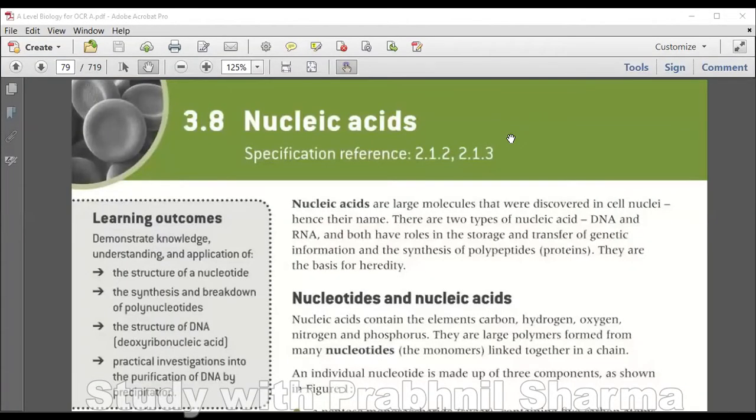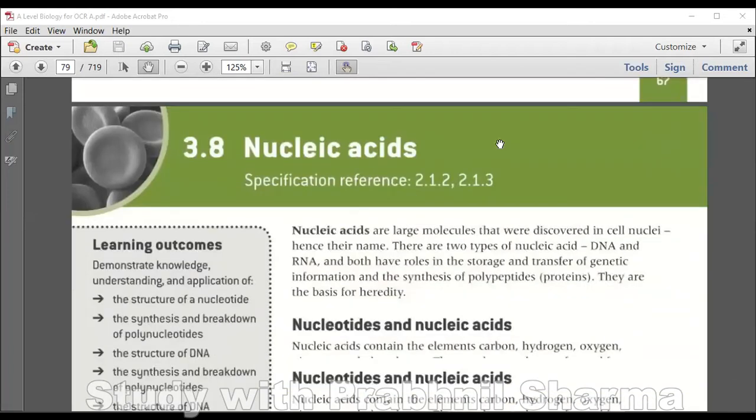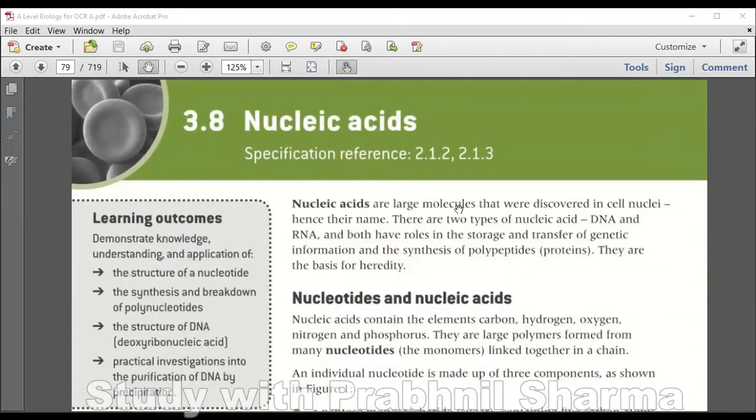Okay, so today we are going to start with nucleic acid, that is 3.8. Nucleic acids are the larger molecules that were discovered in the cell nuclei, and hence their name, because they are present in the nucleus of a cell. These nucleic acids are of two types, that is the DNA, deoxyribose nucleic acid, and RNA, that is ribose nucleic acid, and both have roles in the storage and transfer of genetic information and synthesis of polypeptide, that is the protein.